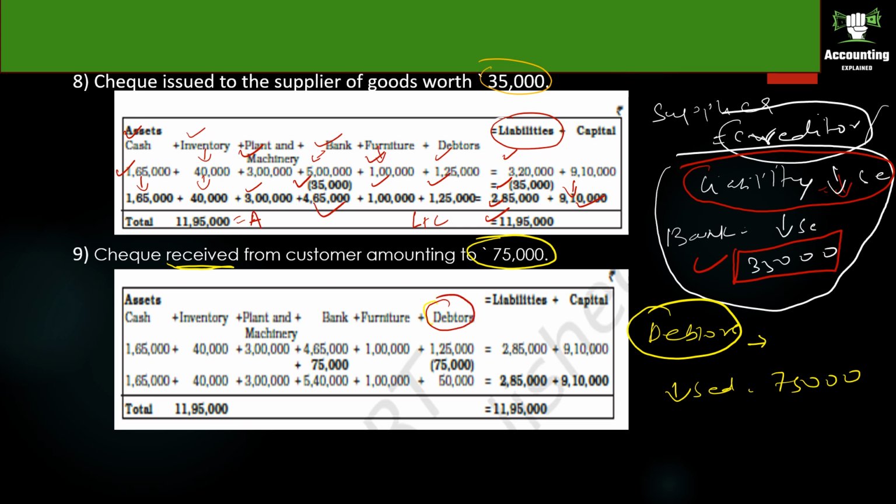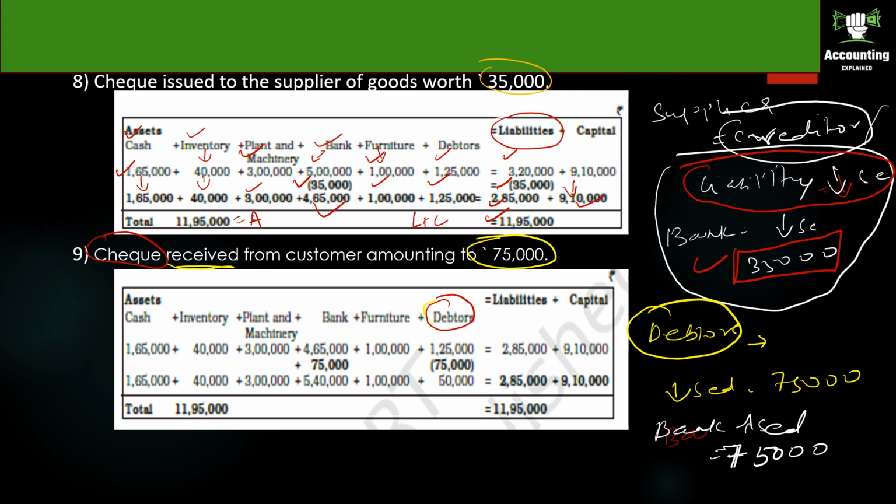And next, what else has to be changed? Check. Now what did we issue? Check, no. So bank is not going to be decreased. Bank is going to be increased. Since we are receiving a check, the bank balance is going to increase. So bank is going to be increased by 75,000 rupees.